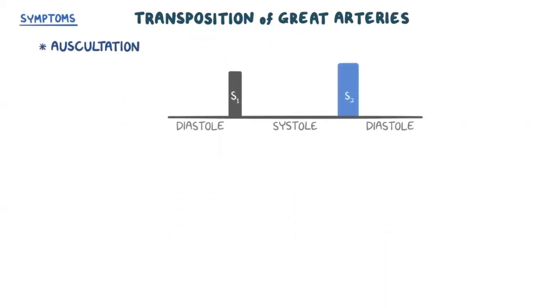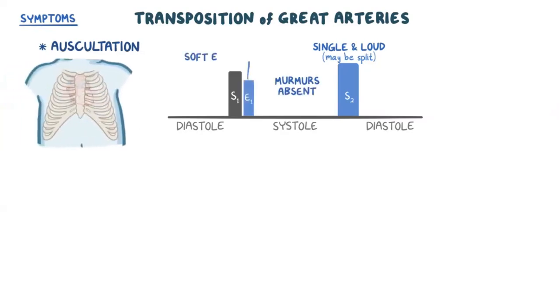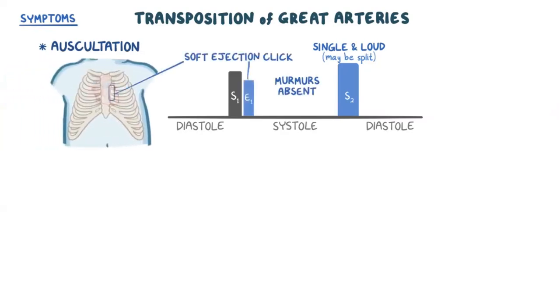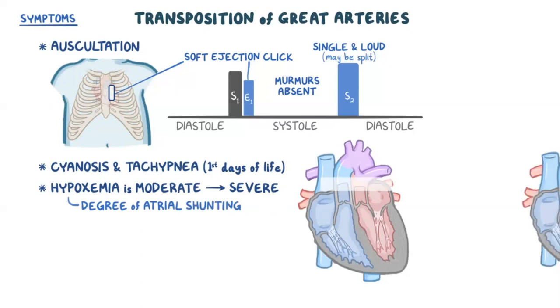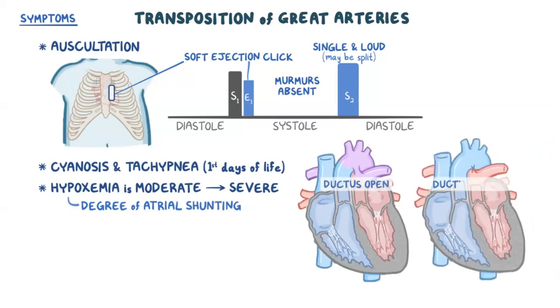On auscultation, the second heart sound is usually single and loud, although in some cases it may be split. Murmurs may be absent, or a soft systolic ejection murmur may be noted at the mid-left sternal border. Over time, cyanosis and tachypnea might develop, usually within the first days of life. Hypoxemia is usually moderate to severe, depending on the degree of atrial shunting and whether the ductus is partially open or totally closed.